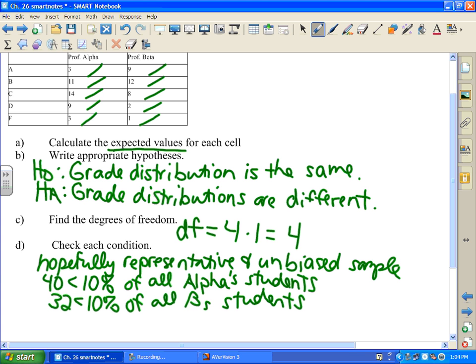Whenever you do the A, it'll automatically do the B for you. So type these into matrix A. This is a 5 by 2 matrix.